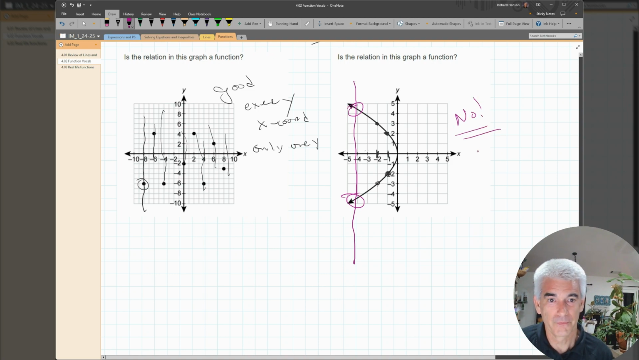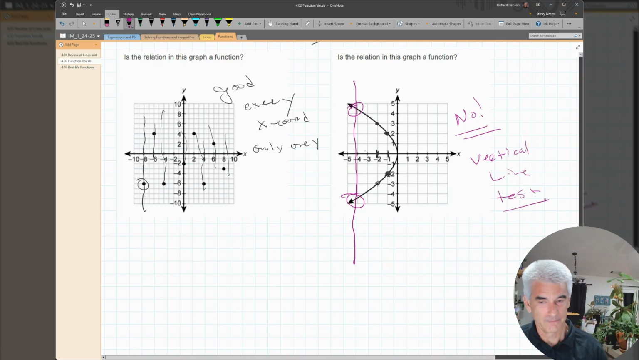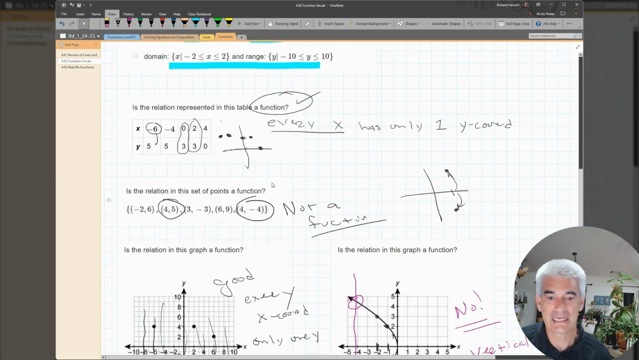That's the vertical line test. Okay, and we'll do the last section in just a bit.